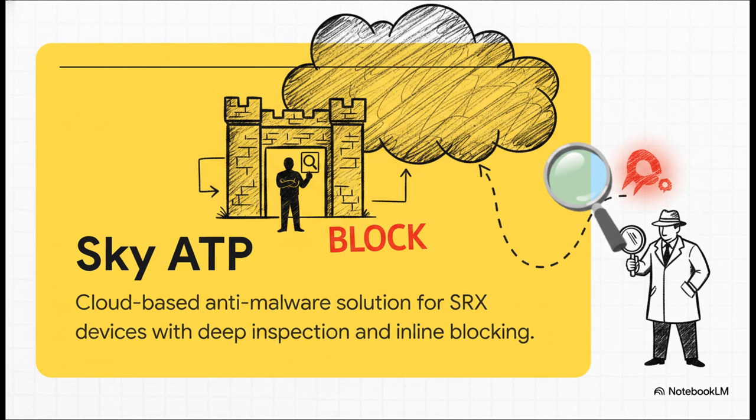Think of it like a bouncer and a detective working together. The local SRX device sitting at your network perimeter, that's the bouncer, checking IDs, handling the everyday crowd. But the Sky ATP Cloud, that is the detective's headquarters. It's providing the deep forensics and intelligence to tell the bouncer exactly who the really dangerous individuals are well before they ever even reach the front door.